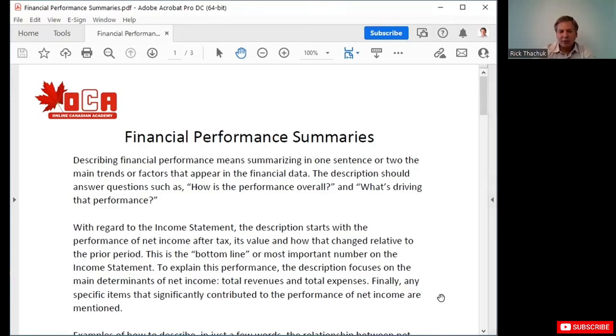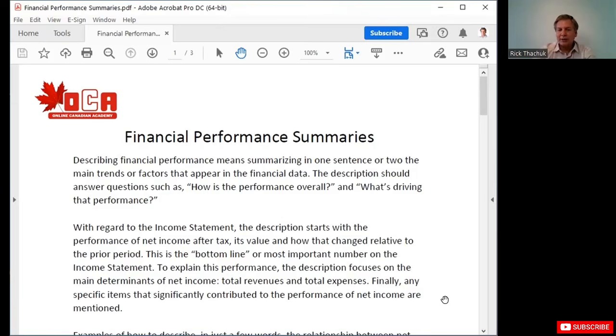This is our model, our plan of attack when we look to the income statement of Ford Motor Company and attempt to describe in words what is going on. We will start by describing net income after tax, the bottom line, its value and how that changed relative to the prior period. And then we'll look to find those factors that influence net income. And for sure, we will look at total sales and total expenses, since those are the two main determinants of net income. Once we've done that, we'll take a look in the income statement and see if there are any other factors that significantly contributed to the result that we need to mention. That is the main goal, and that will be the topic of the next lecture.